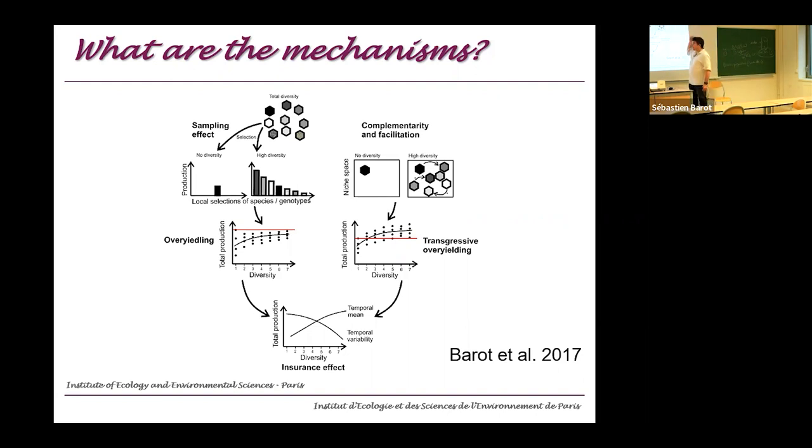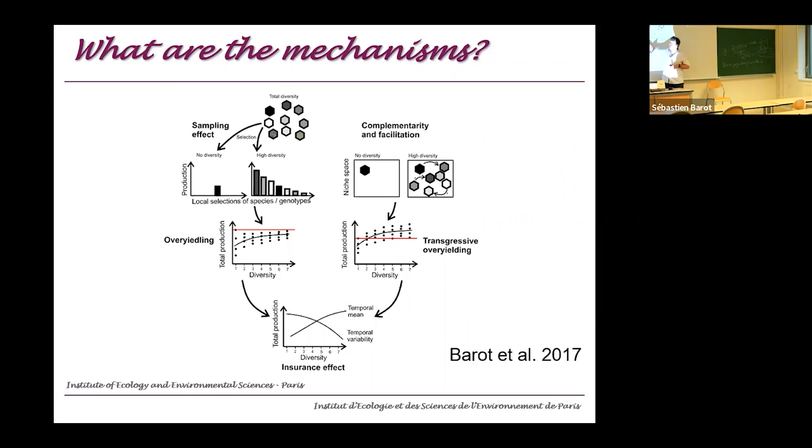The other mechanism is a bit more difficult to understand. This is called sampling effect. And the idea is that if you have a field with a particular soil, you will have a given climate, some rain, maybe a dry summer, maybe a humid summer, I don't know. So in these given conditions, you might choose to just have one species, or you might have many species. But if you have only one species, and if you have chosen randomly this species, you have very little chance to choose the species that will produce a lot in these conditions.